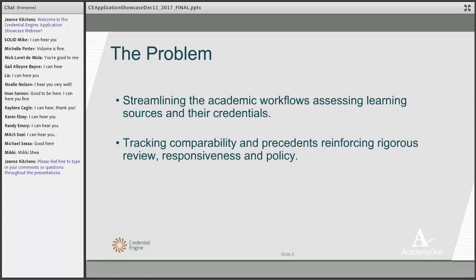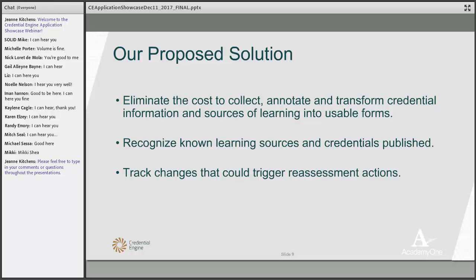The problem that I'm going to cover in this short presentation focuses on the workflow of assessing learning coming from an external source. It doesn't mean it's learning within the institution itself that's offering the degree or the credential. It's looking at the information from somewhere else. So it's tracking the comparability, what we call precedents, the decisions that are made by faculty, and it's reinforcing the rigor of review with a rubric, for example, that would follow the process and record that decision so that it could be reused later down the path with another learner.